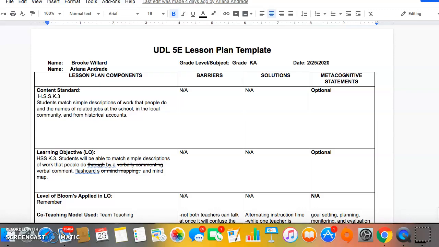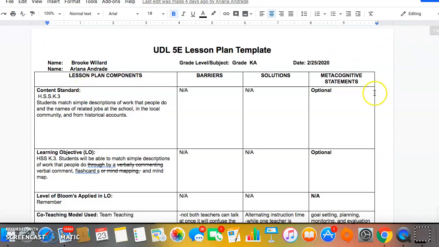The next thing that we learned about in this module was the different co-teaching models. So I think that this helped us to kind of figure out what each teacher was going to be responsible for and how we were going to design our lesson plan and what the setup was going to be. So I think that was really essential for creating our lesson plan.